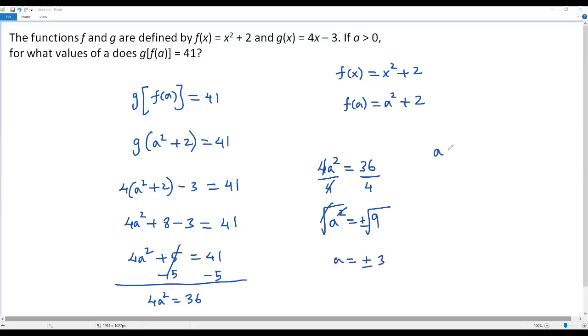I got two values for a: a equals 3 and a equals negative 3, that is, positive or negative 3. In the question there is an instruction that a is greater than 0, so a has to be positive. Since a has to be positive, we consider only this value of a and reject the other one. Therefore the value of a is 3.